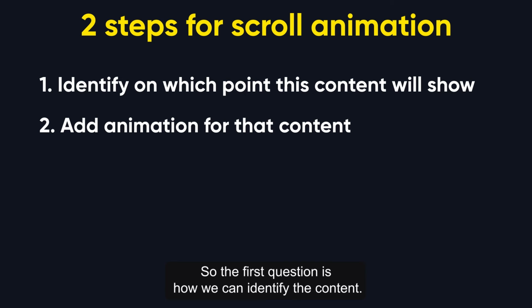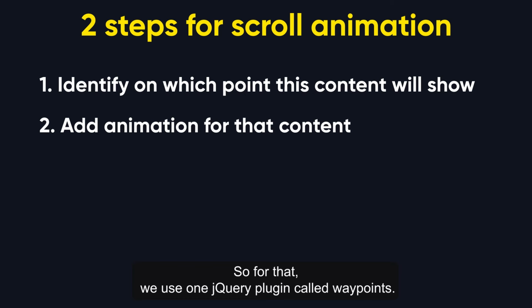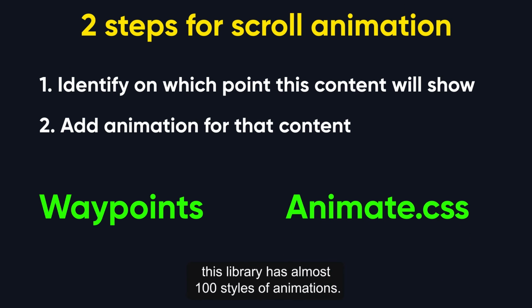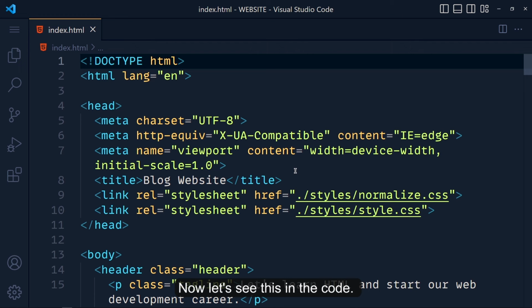So the first question is how we can identify the content. For that, we use one jQuery plugin called waypoints. And for adding animations, we use a library called animate.css. This library has almost 100 styles of animations. So both our problems are solved. Now let's see this in the code.